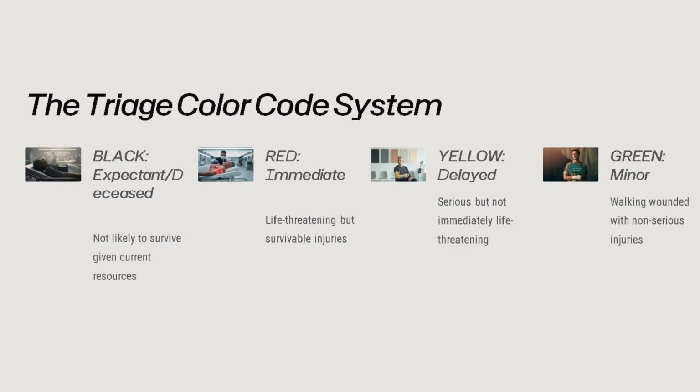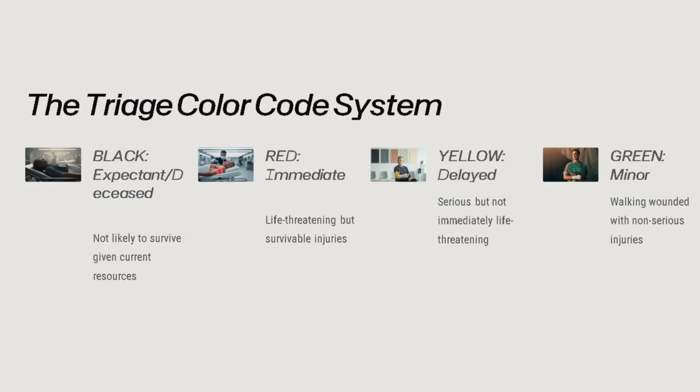Now, the yellow, they're serious, but not immediately life-threatening. They can wait 30 minutes to 2 hours. They have a stable airway, the bleeding is controlled, or maybe they have a fracture. You will delay treatment for the ones in yellow until the individuals in the red are stabilized. In the yellow, you will monitor for any kind of deterioration.